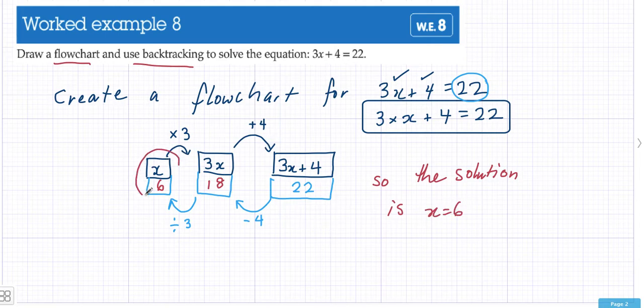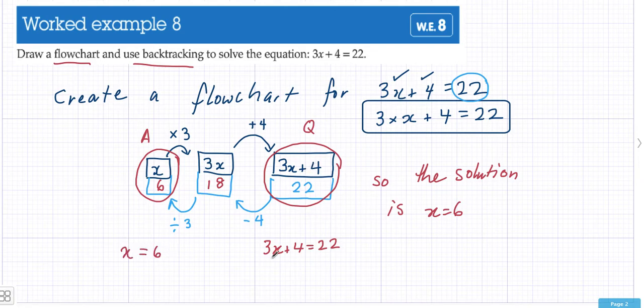Because it's this box down this way that gives you the answer. This is the question. This is the answer. And check out how it's written: 3x plus 4 equals 22. On this side, the answer, the top equals the bottom. So the question and the answer. And the way we go from one to the other is we backtrack. We go down this way along that flowchart. That's why it's called backtracking.